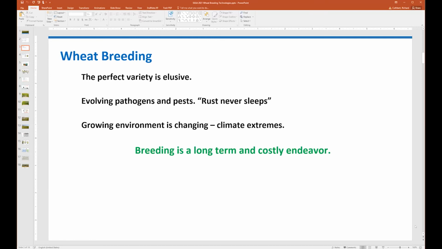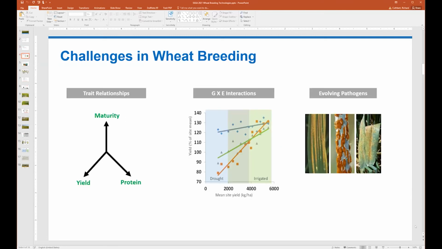The growing environment continues to change. We see a lot of climate extremes. If we look over the last 5 years, I don't think any year is exactly the same. There's always a challenge. And breeding is unfortunately a long-term and costly endeavor. We can't snap our fingers and just have the perfect variety. It takes a bit of time, and I'll describe that here and what we're doing to try and ensure we meet those objectives as fast as we can. So these are some of the challenges in wheat breeding. You may have seen these slides in other presentations.